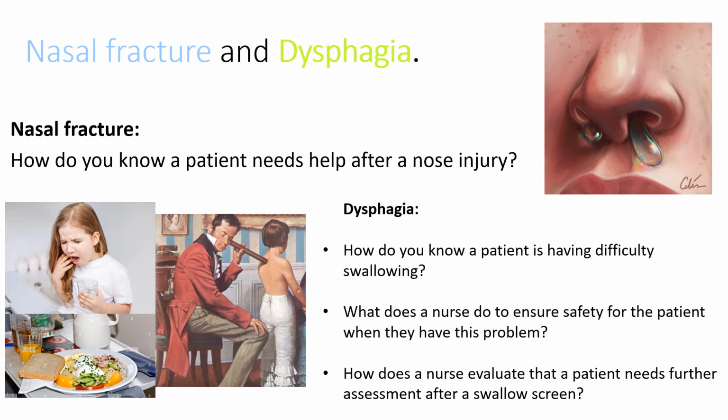A nasal fracture. Clear fluid coming from the nose means what? Cerebrospinal fluid. That is not a good thing. That means that your patient needs attention now. If your patient has yellowy green fluid running out of their nose, yes, chances are it could be allergies, or it could be rhinitis, or it could be a cold. There's a lot of other things that it could be. But if there's clear fluid coming from the nose, especially after a traumatic event, we need to test it for CSF.